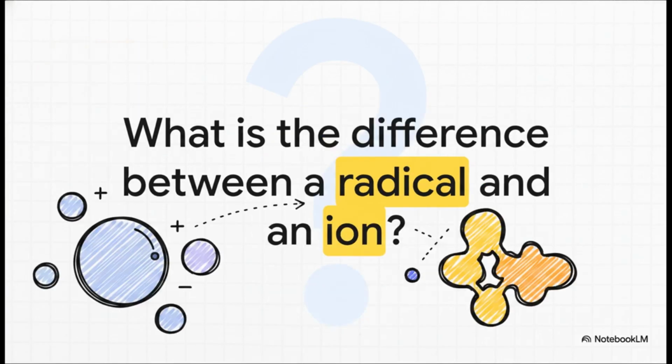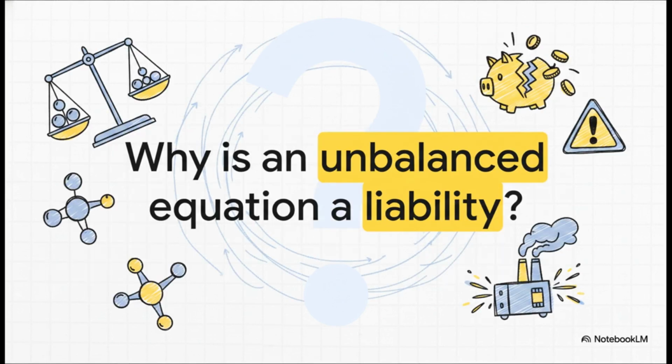Question 7. Radicals versus ions. An ion is broadly just any electrically charged entity, positive or negative. A radical is a very specific polyatomic group of atoms that carry a net charge and function entirely together as a single reactive unit. Question 8. Why is an unbalanced equation a severe operational liability? Because it violates the strict law of conservation of mass. Atoms are never destroyed, so an unbalanced equation literally represents unaccounted for mass or energy.